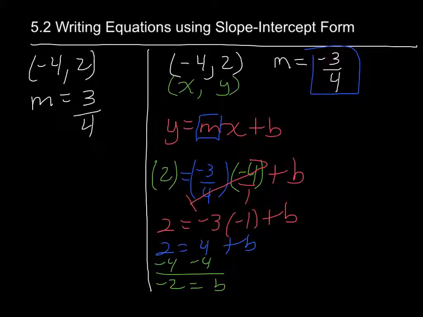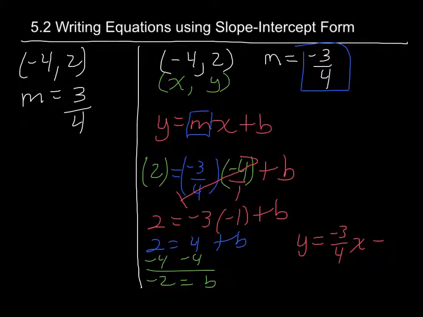So then my final equation is y equals negative 3/4 x minus, come on people, why can't I write on this? Sorry, little technical glitch there. So negative 3/4 x minus 2 is my final slope intercept form equation.